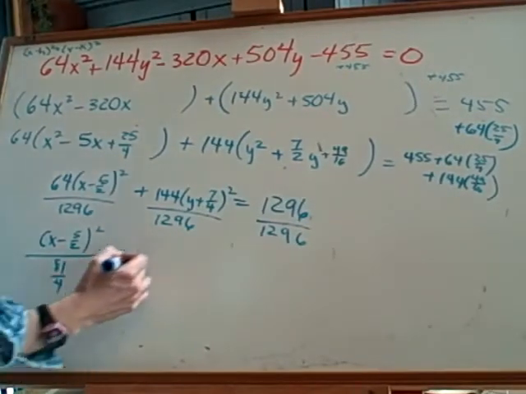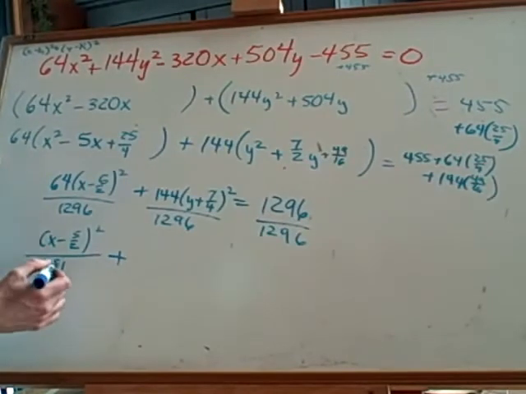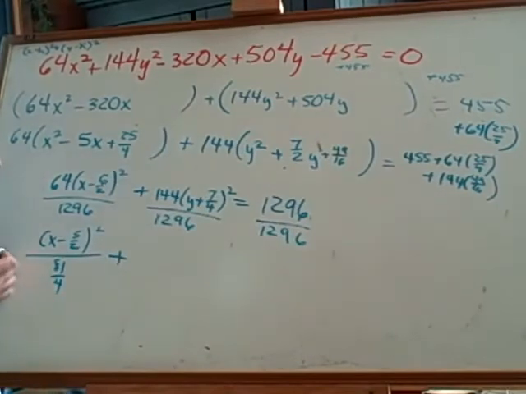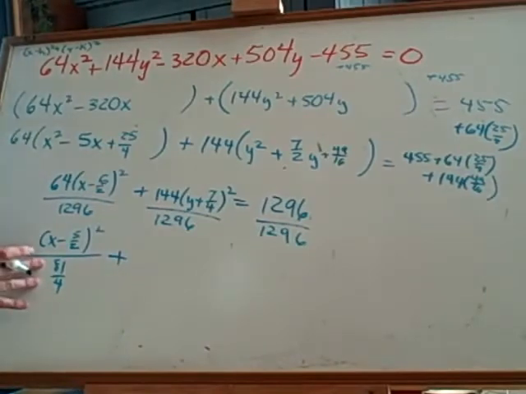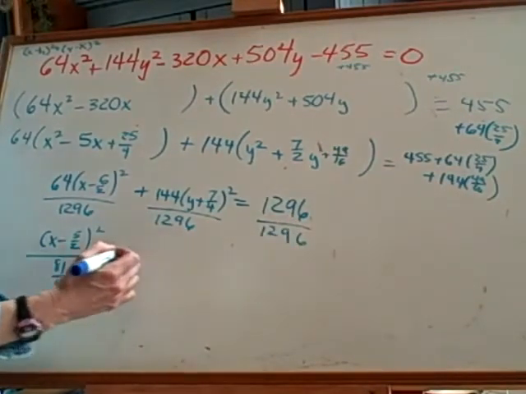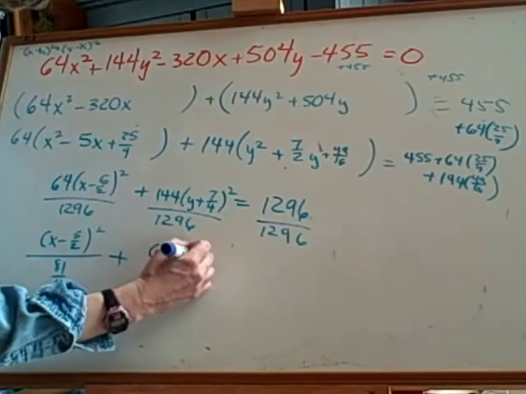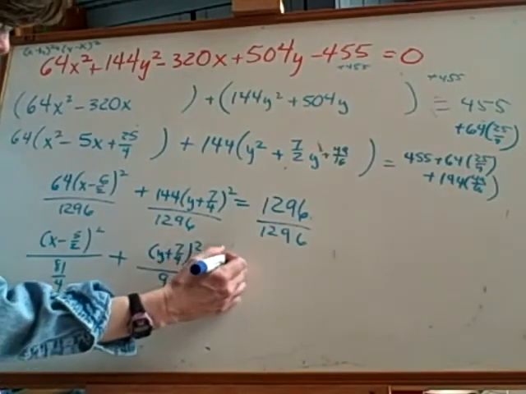Plus, I know it's ugly, and then I'll do the 1296 divided by the 144. Is it legal to have a fraction? It's legal for this one, for the ellipse, yes. It looks better. It's the same thing. This is the same thing as 20.25, but since this is actually a square, it's easier to find the square root if I leave it as a fraction. Okay. This one goes in 9 times, so it's y plus 7/4, quantity squared all over 9 equals 1.